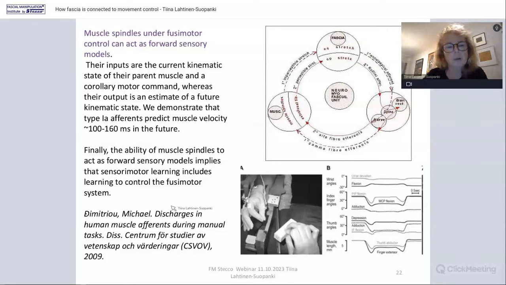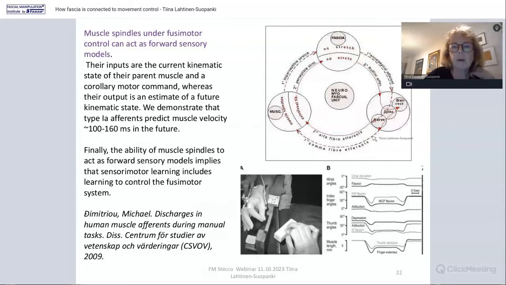And a couple of slides later, we can see that neurophysiologists are showing that this is actually what is going on, how the periphery has such an important part, and how important the input is for movement control.